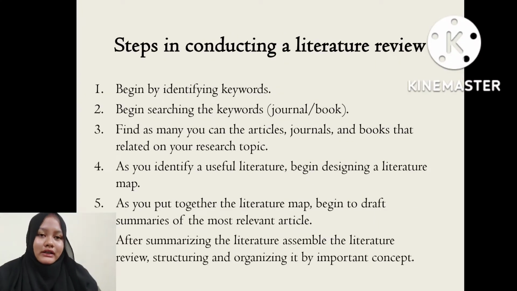The step in conducting a literature review is to begin by identifying the keywords, and after that you can search the keywords in the journal or book and find as many as you can of the articles, journals, and books that are related to your topic. As you identify useful literature, begin designing the literature map. As you put together the literature review, you can summarize the most relevant for your study. After summarizing the literature, you can assemble the literature review, structuring and organizing by the most important concept.